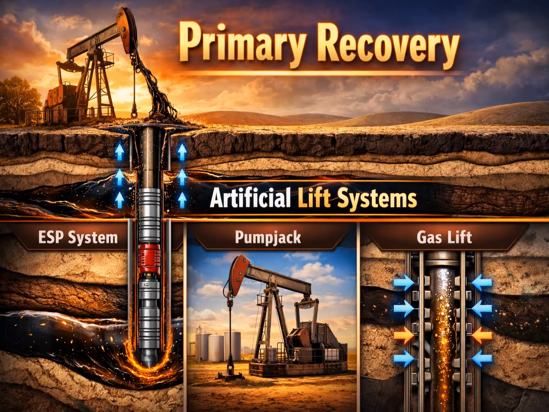5. Production phase. Early production relies on natural reservoir pressure, known as primary recovery. As pressure drops, artificial lift systems like ESPs, pump jacks, and gas lift maintain flow.